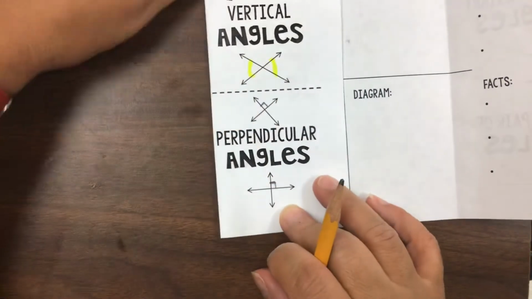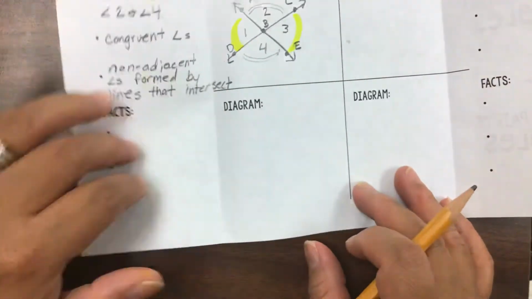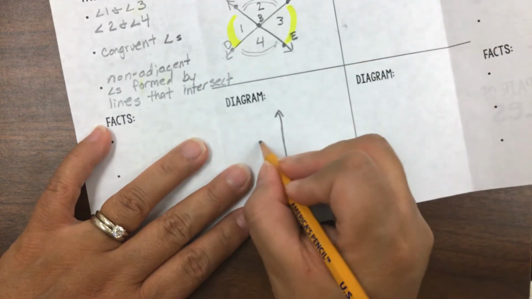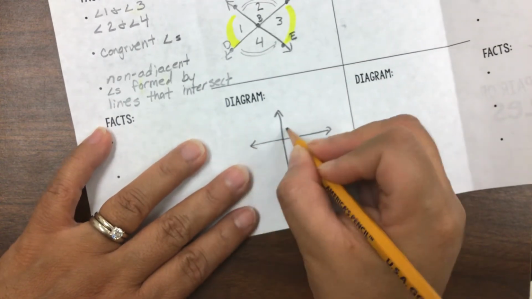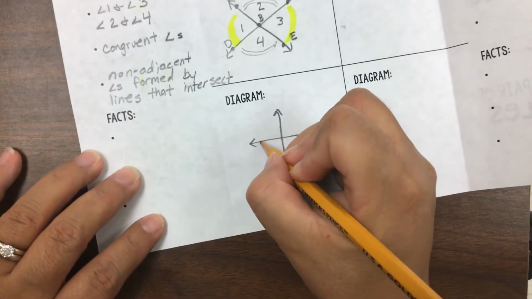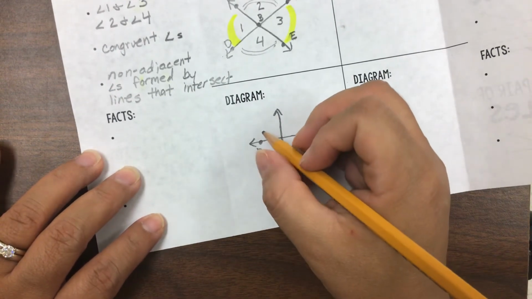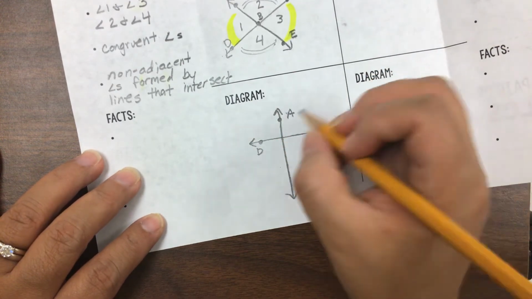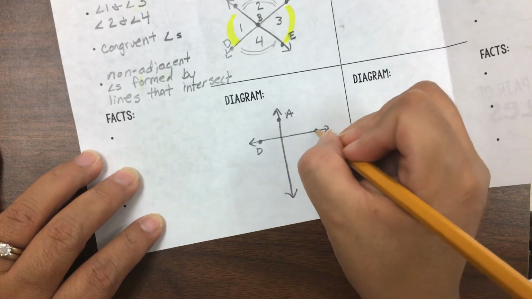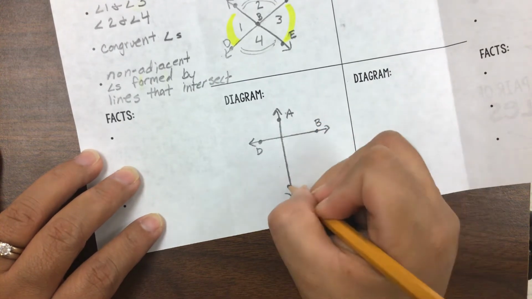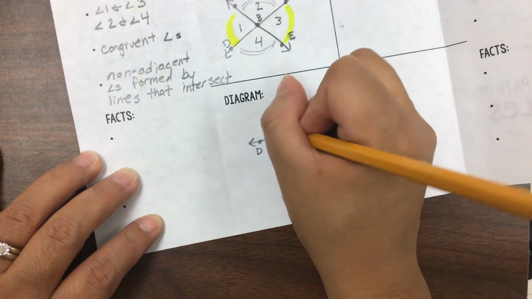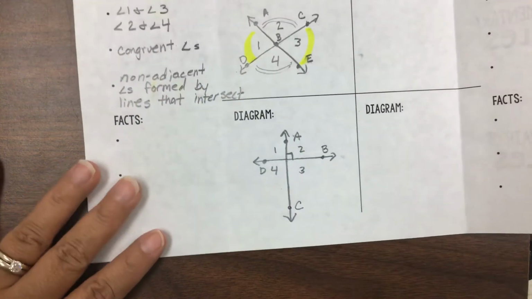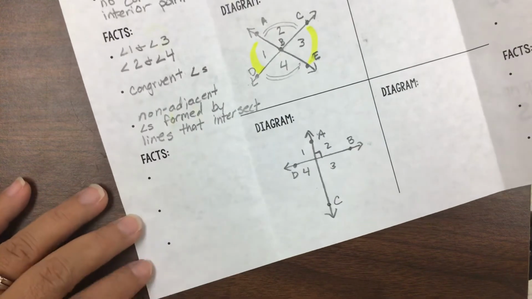Okay, the next one we have right here is perpendicular. And we're going to label it D, A, B, and C. And I have angles 1, 2, 3, 4. And we have to be told that they're either 90 degrees or that they are perpendicular.